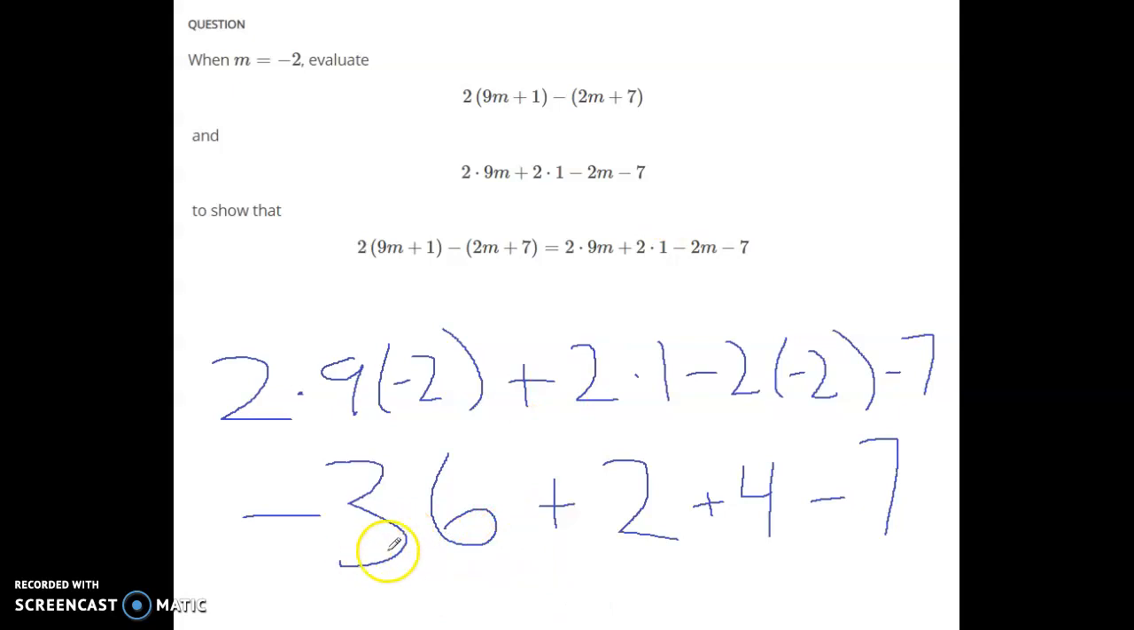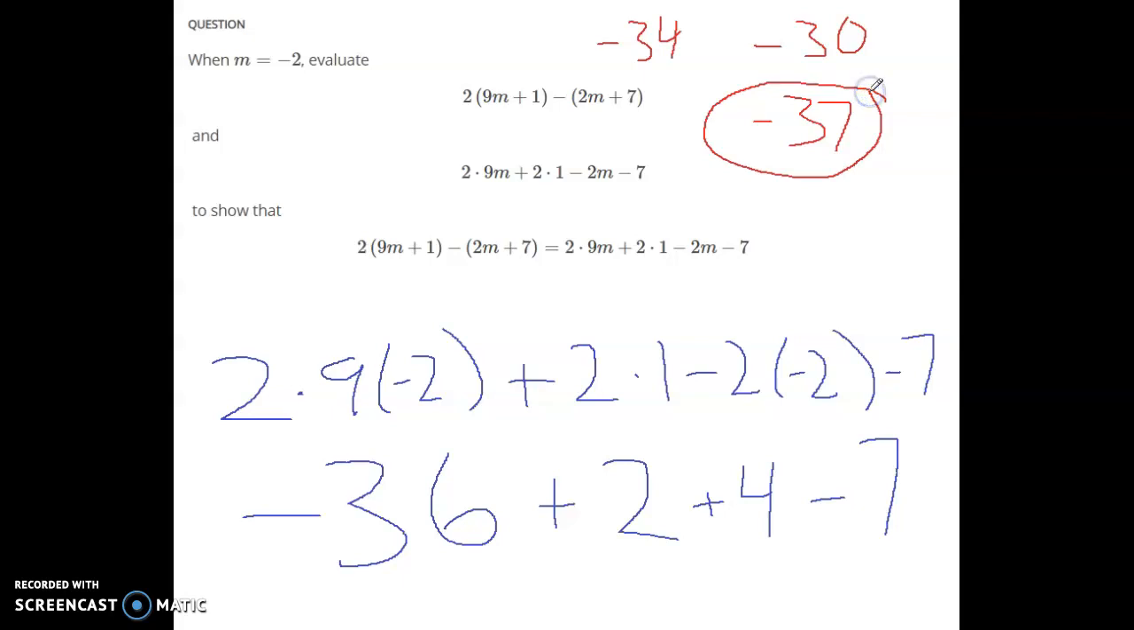So I was -36. If I add 2 to that, I would be at -34. I'm just keeping track up here. If I add 4 to that, I would then move to -30. So getting less and less negative as I add positive values to that. And then I'm -7. So was -30, -7 more puts me at -37 for the result. And so we see that both expressions are equal to -37, so they are equal.